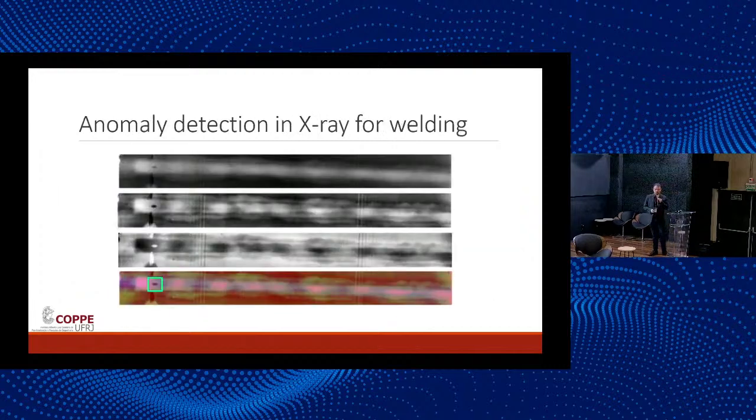Another topic that we are actually working on is the automatic detection of defects on X-rays of welding. This is important for navy applications and also for offshore applications. There is a student who is going to defend his thesis in the next months on that topic. So we are using deep learning algorithms to try to help people detect defects like this pore here in the weld.